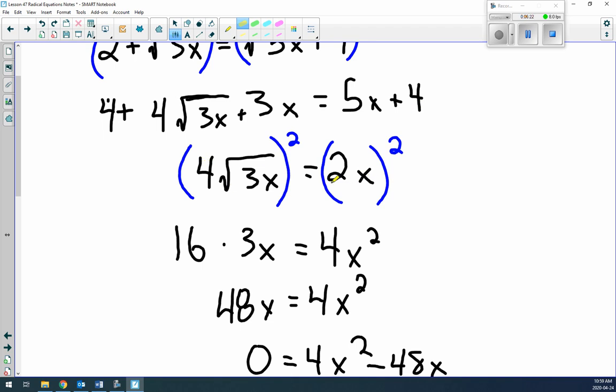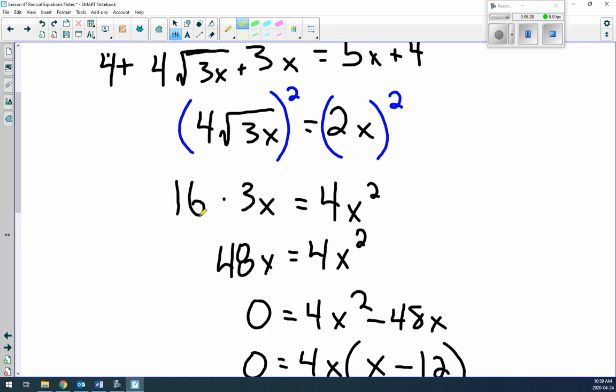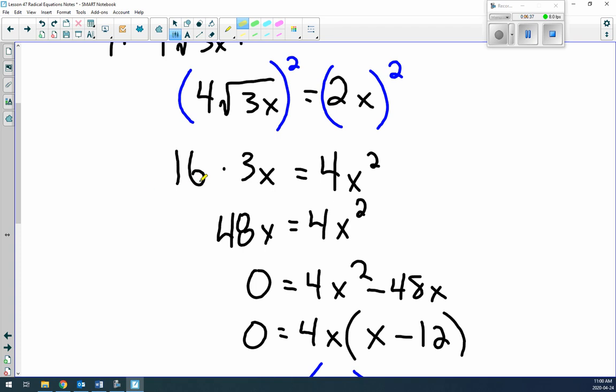Now, we got to get the radical out of there. So let's square both sides again. Don't forget that 4 has to be squared, so 16 times 3x. And this has to be squared also, so 2x times 2x is 4x squared. Okay. So 16 times 3x is 48x equals 4x squared.